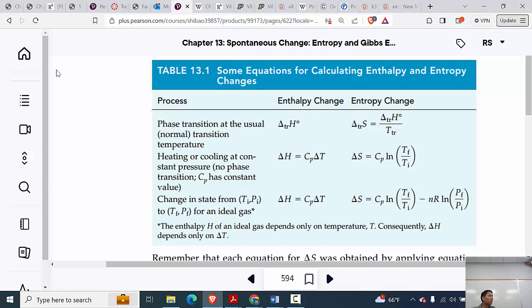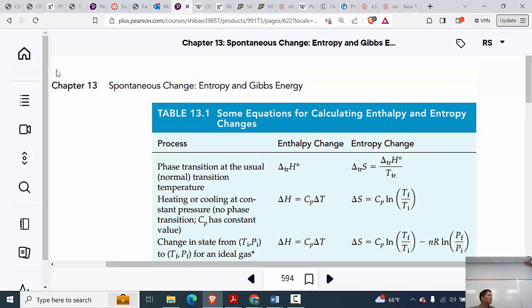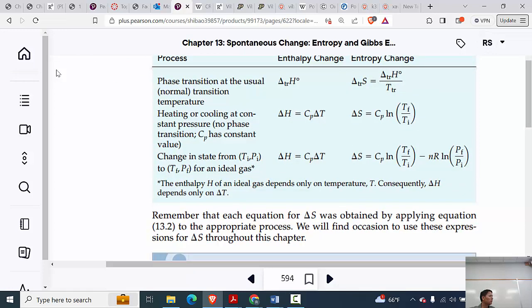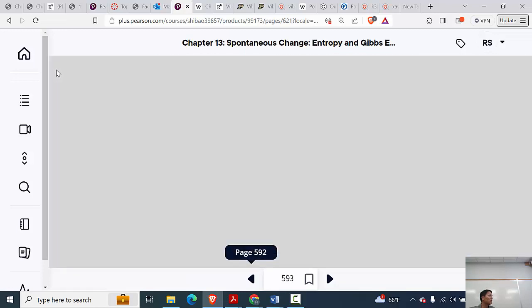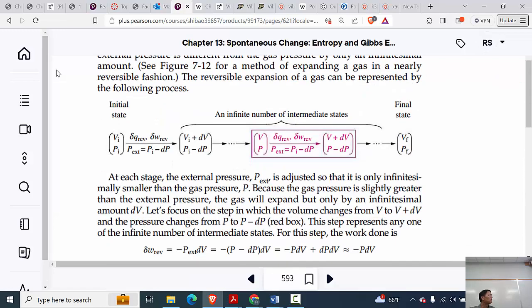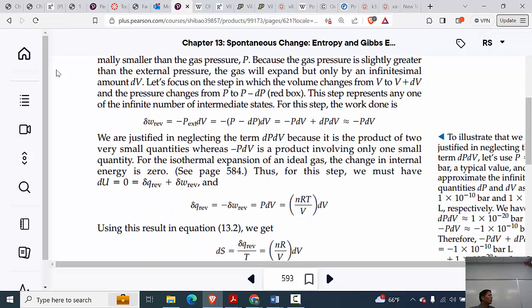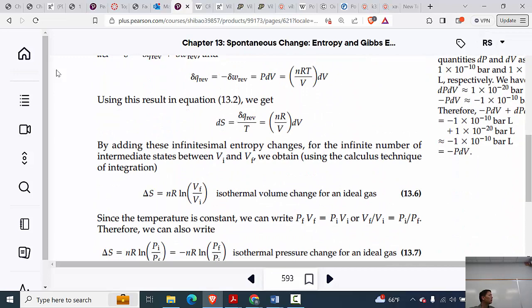Using some calculus, and delta S being related to Q reversible over T, we can derive this equation. We're not going to use calculus, and we're not going to derive this equation, but this book goes through, and other books go through, the derivation of this. So if you do take an advanced class where you need to know the derivations, this is some calculus type stuff here.